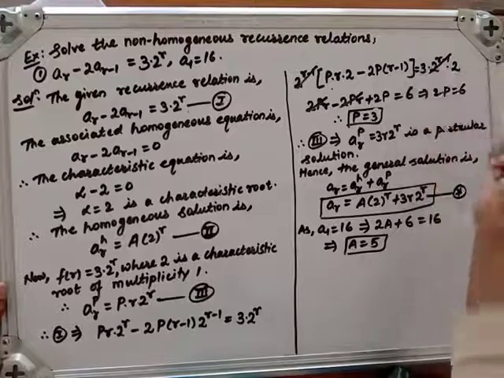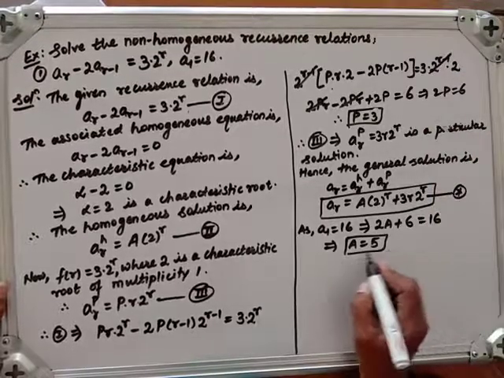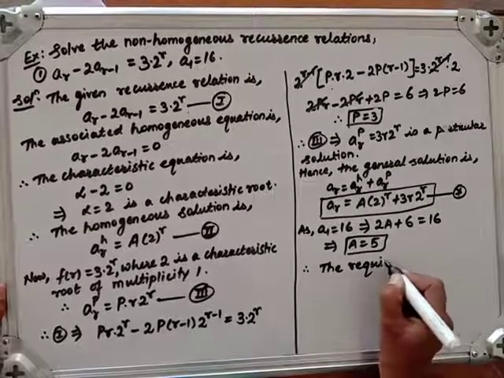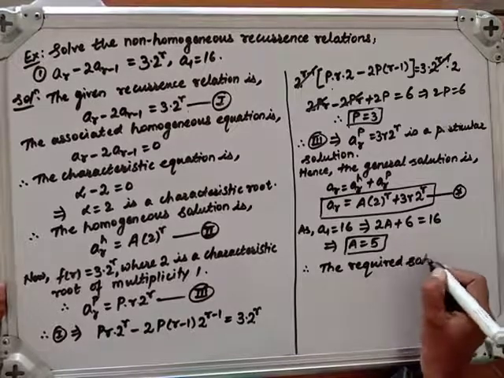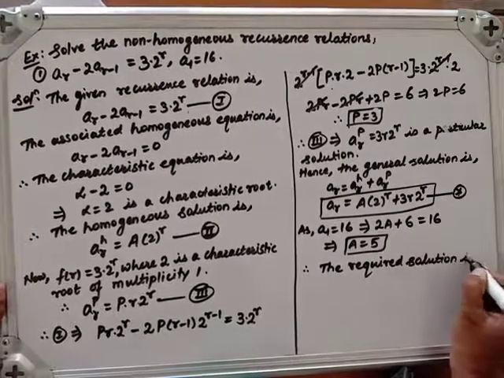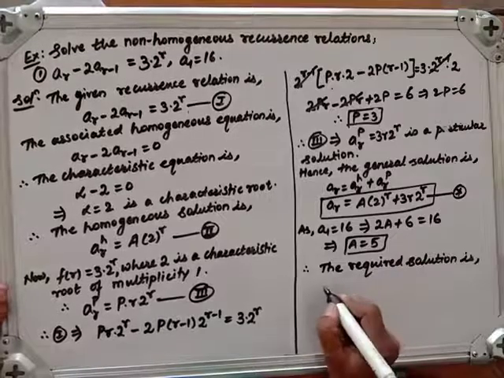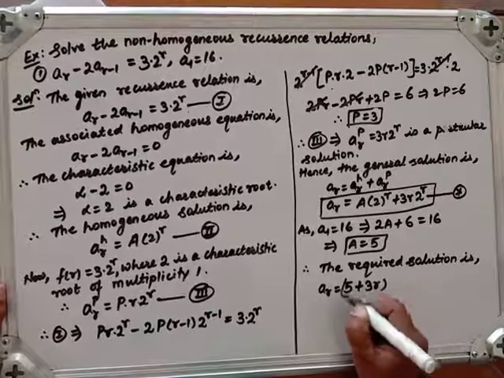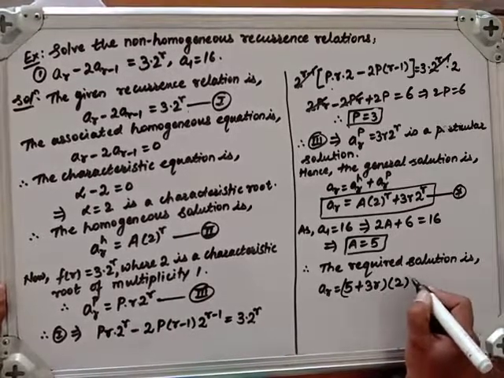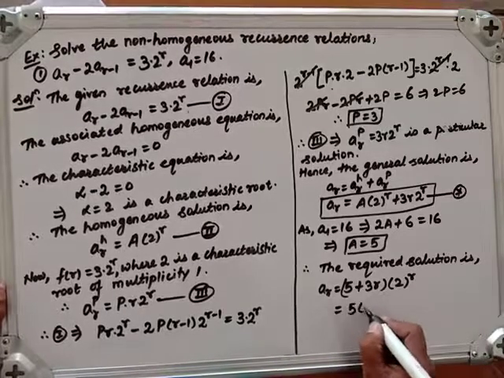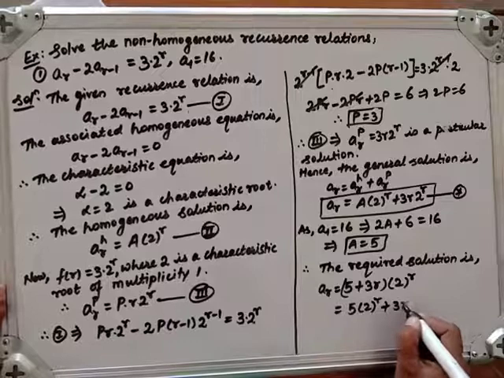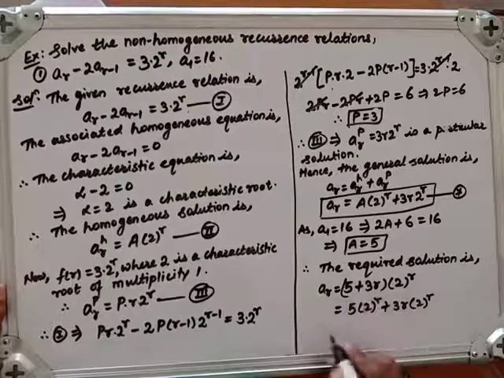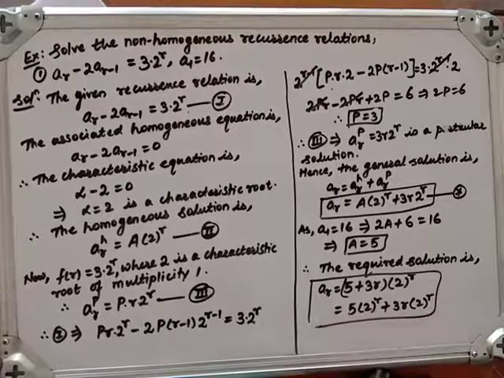This is 3 into this part. Fine. Now A will be 5. Therefore the required solution is, what? AR is equal to 5 plus 3R. I can take that part common, 2 raised to R. We can write it as 5 into 2 raised to R plus 3R into 2 raised to R. From that I have taken 2 raised to R common. This is our required solution here.